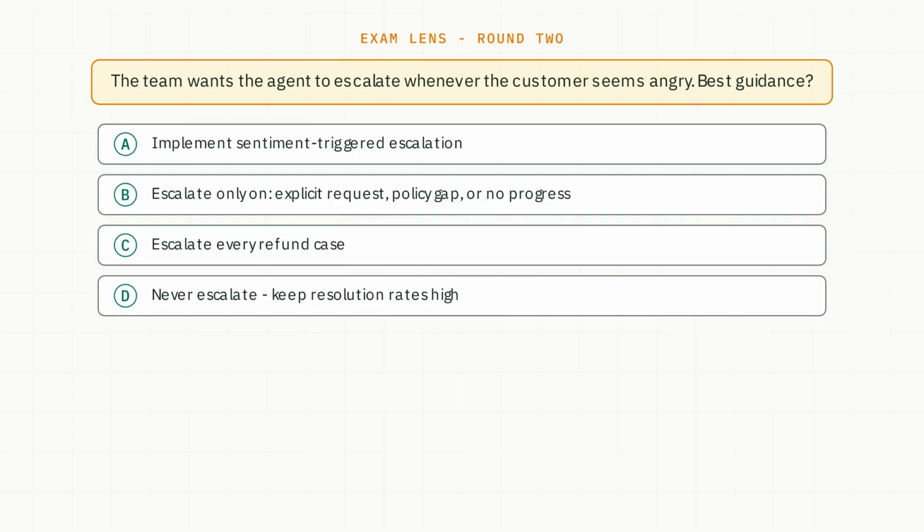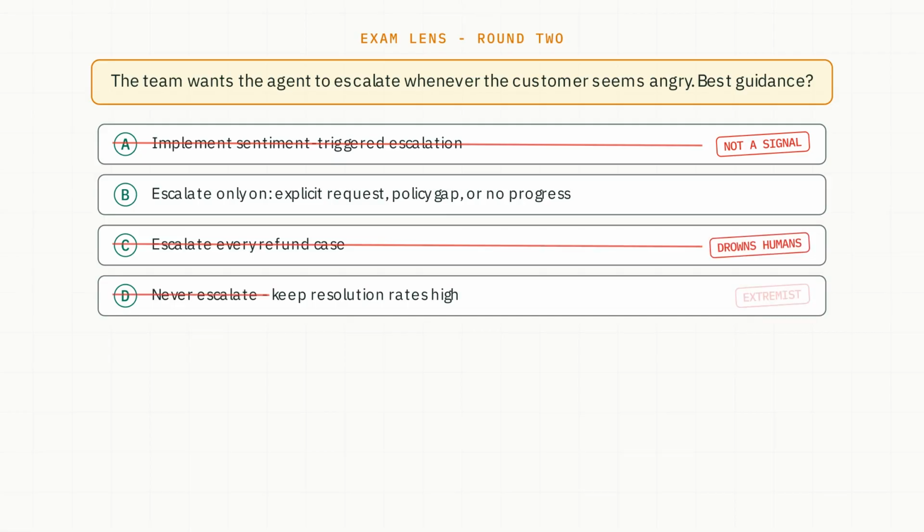You know the triggers by now, and the exam knows the temptations. Sentiment feels humane and measures nothing reliable. Escalate everything drowns the humans. Never escalate is the extremist wearing a metrics badge. The 3-trigger rule isn't just the scoring answer, it's the design that actually respects both the customer and the queue.